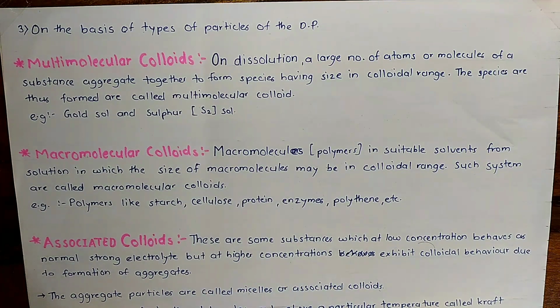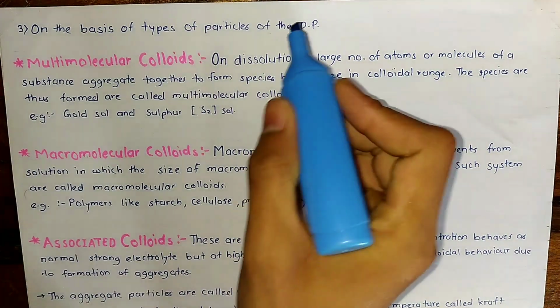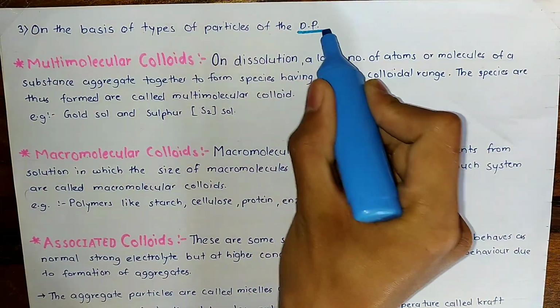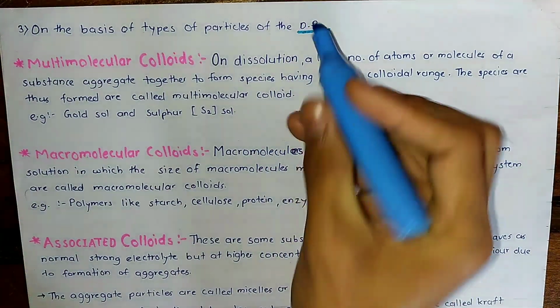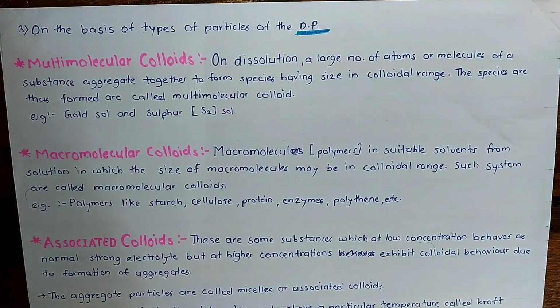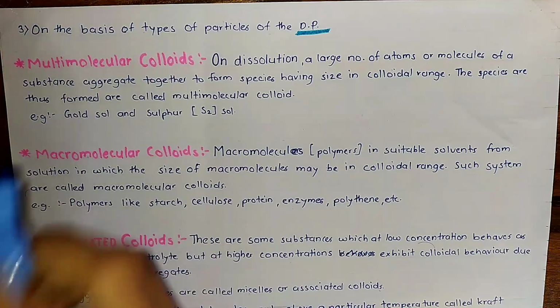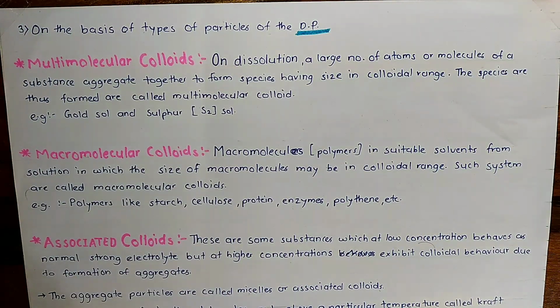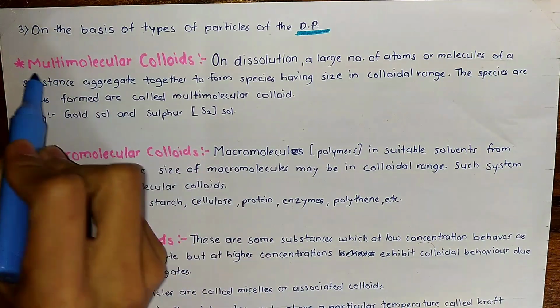We are seeing right now the third classification of colloids, on the basis of types of particles of the dispersed phase. We are talking only about the dispersed phase. The first type of colloids is the multimolecular colloids. What is multimolecular colloids?